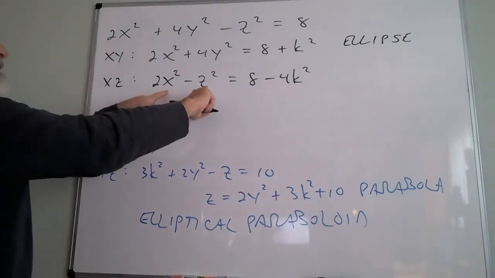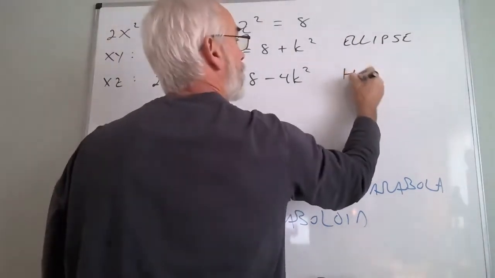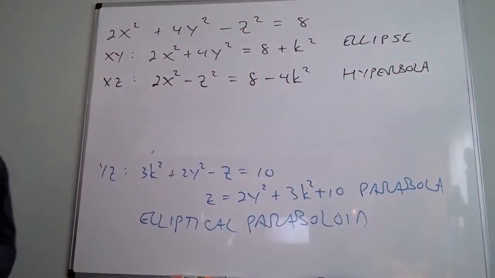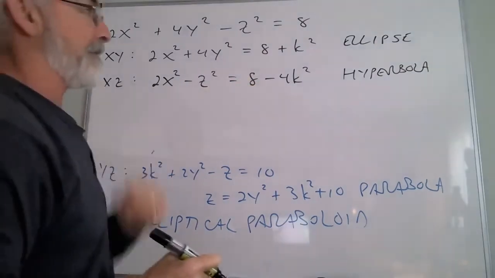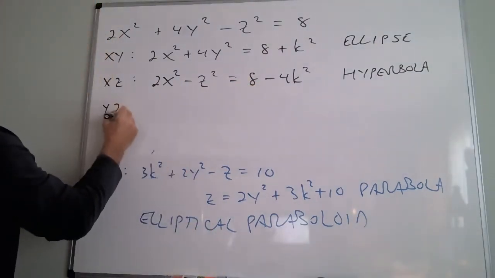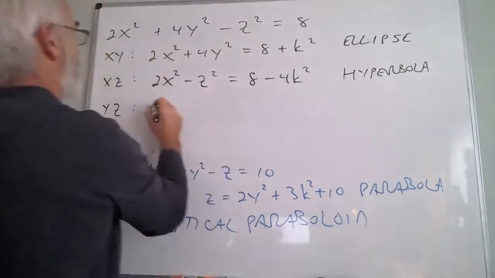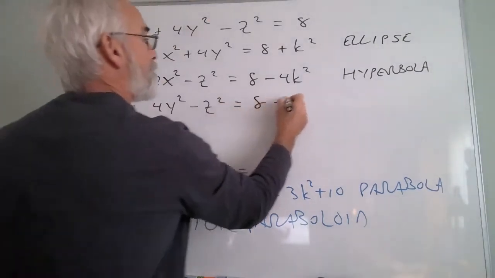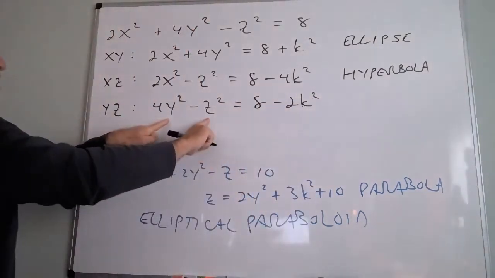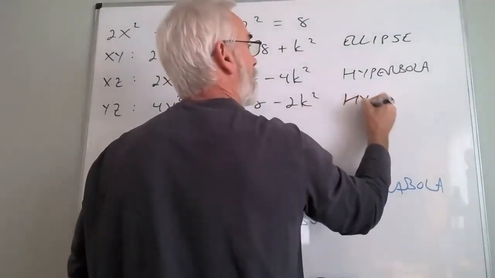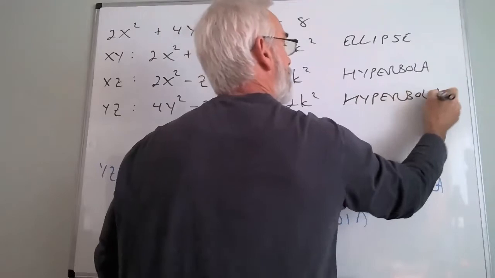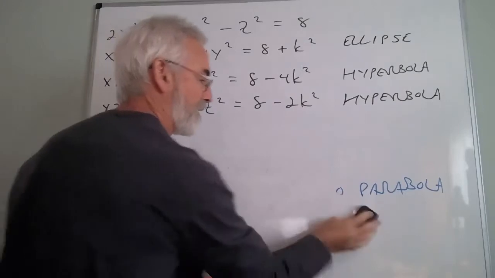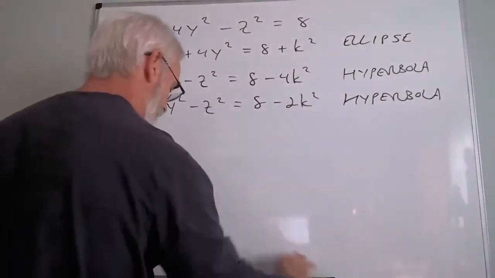I have a difference of squares. This is a hyperbola. Now, a hyperbola never has any restrictions whatsoever because I can be positive or negative. And finally, the YZ plane, I'm going to have 4y squared minus z squared equals 8 minus 2k squared. And once again, difference of squares, this is a hyperbola. There's absolutely nothing challenging algebraically in what I'm doing here and identifying the shape.